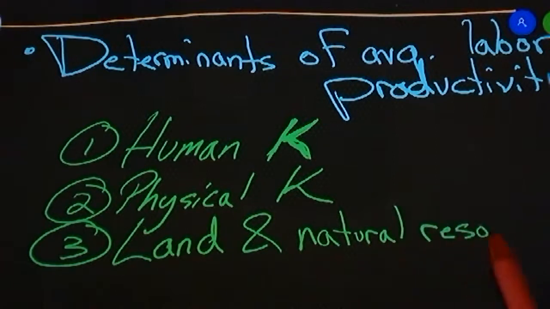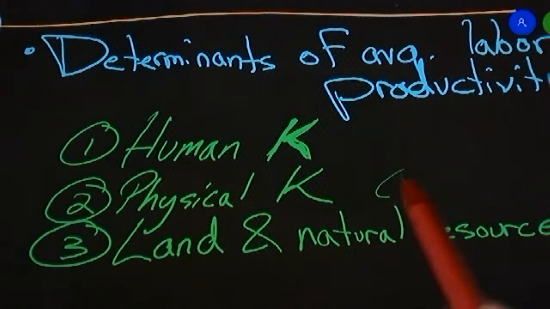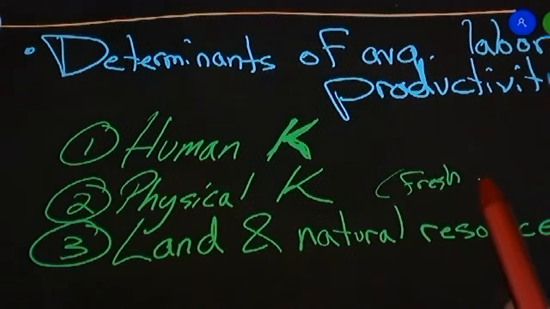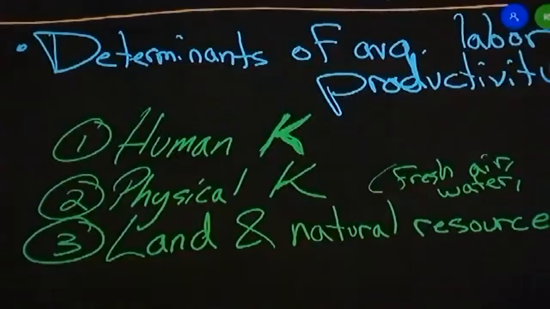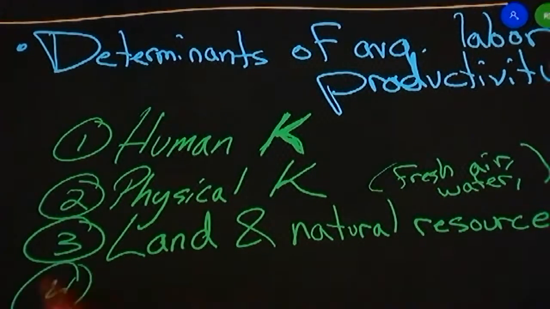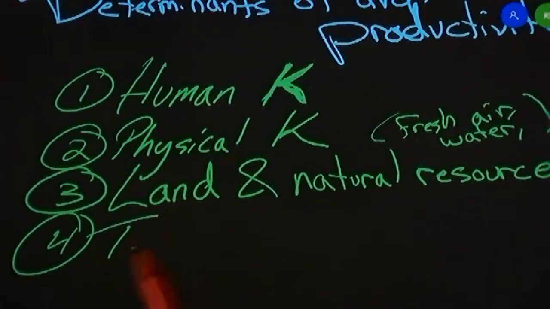So this could be just fresh air. We talked about that on Friday. Or water. In order for all these breweries and stuff like that, they need fresh water, they need clean water in order to produce. The sophistication of the different types of technology, so the technological level.